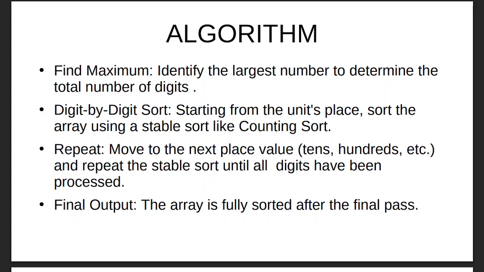Then it moves to the next significant digit, going from the least significant digit toward the most significant digit. For example, in 256, first it looks at 6, and then in the next pass it will look at 5, and then the final pass, third pass, it will look at 2. Okay, so that's how it works.